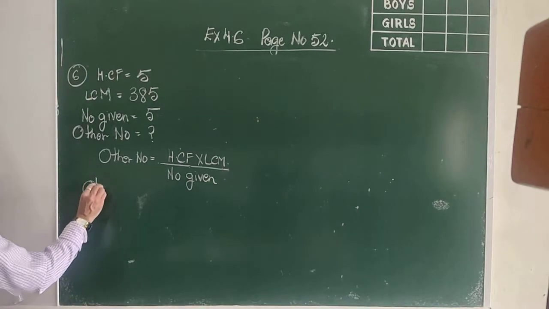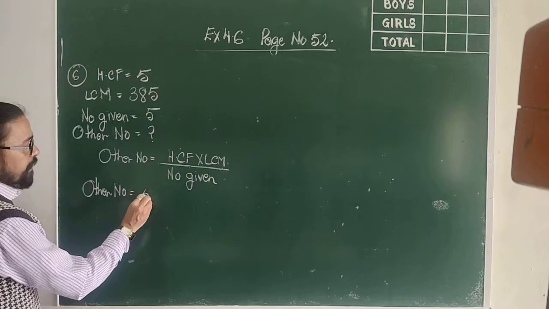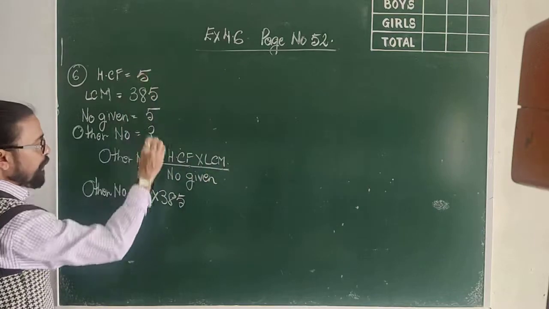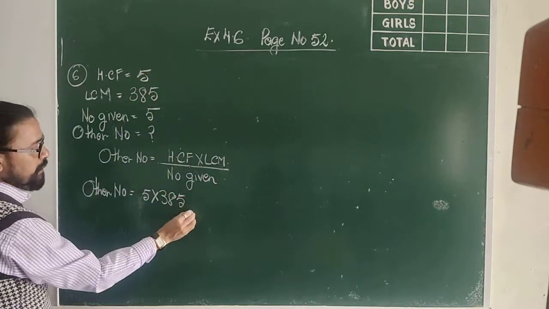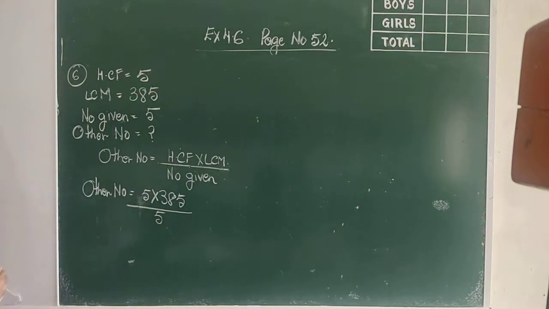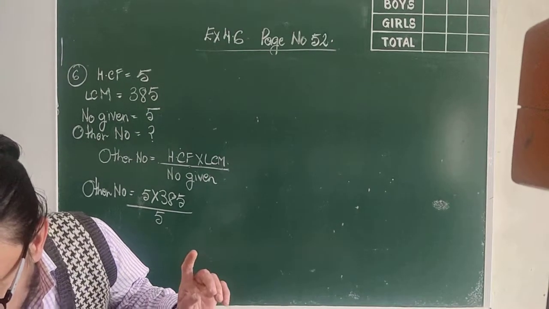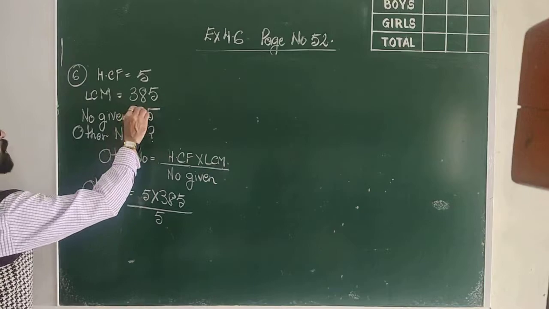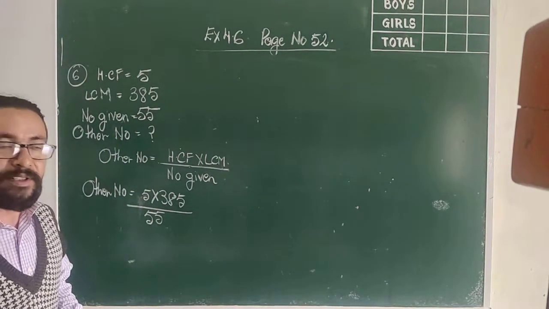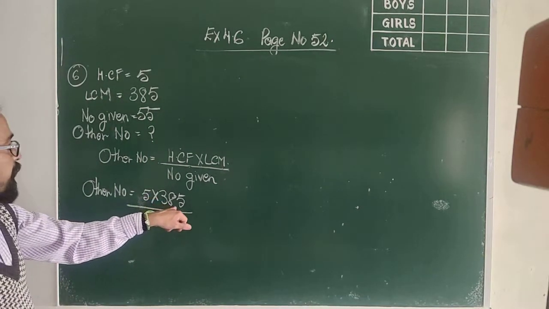So the other number would be HCF is 5, LCM is 385. I put the numbers where they belong. HCF comes where HCF is written, LCM comes where LCM is written. Number given is 5. Sorry, if one of the numbers is 55, the number that is being given is 55, not 5. Sorry for that. Number given is 55. So the number given is 55, HCF is 5 and LCM is 385.